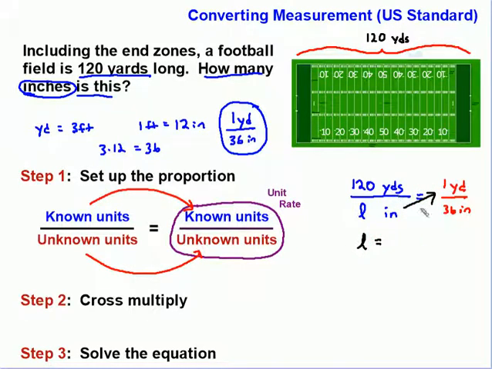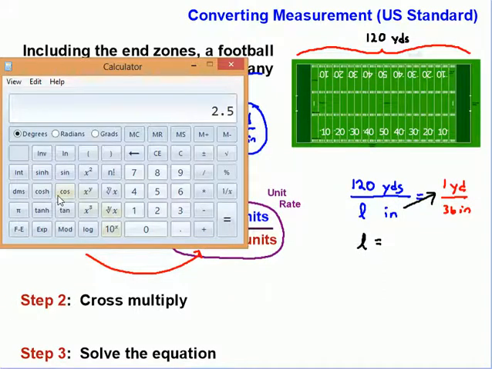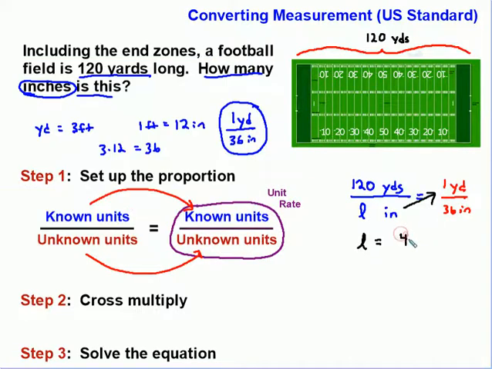And 36 times 120 is what? Well, I can do that here, but it might be a little bit quicker for me to pop up the calculator. 120 times 36 is equal to 4,320. There are 4,320 inches in a football field. That's a lot of inches.